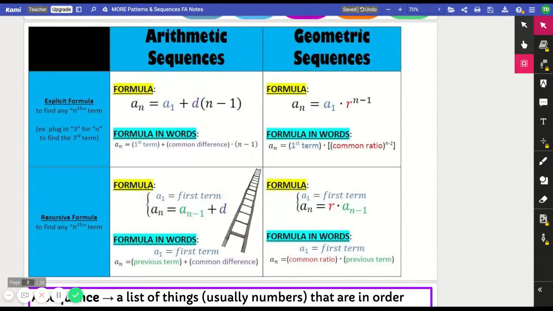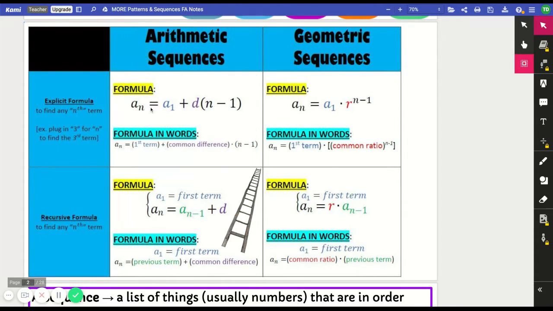Okay, so this first slide is a breakdown of two different types of arithmetic and geometric sequence formulas. The first one we're going to look at is explicit formulas. And as you can see, for the arithmetic sequences, the formula involves an addition sign, and the geometric sequence is a multiplication sign. So let's look at the explicit formula.